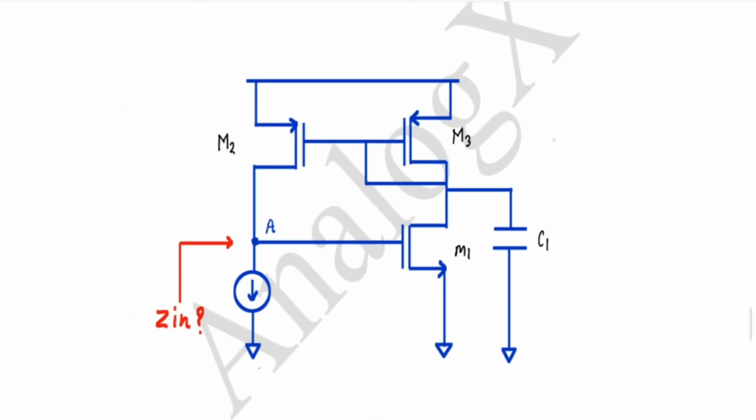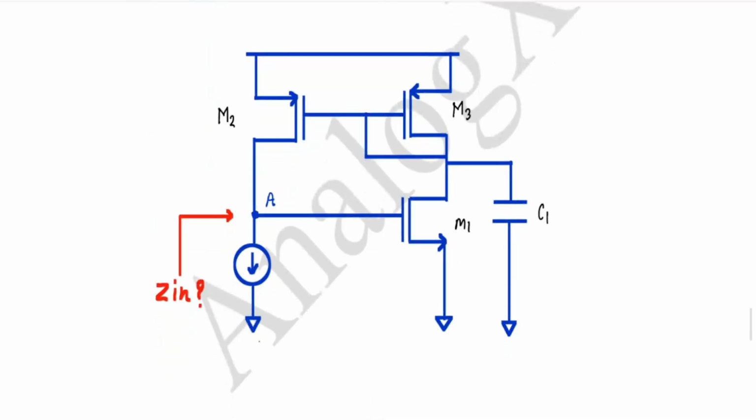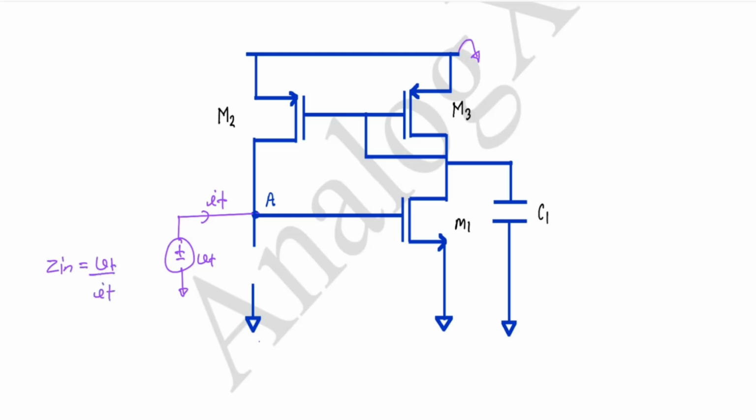I have copied the same circuit. Now, to calculate input impedance, we know that we open circuit the independent current sources and small signal ground the voltage sources. We will apply a test voltage here, and we measure this test current, and Zin will be Vt by It. So this voltage is also Vt.